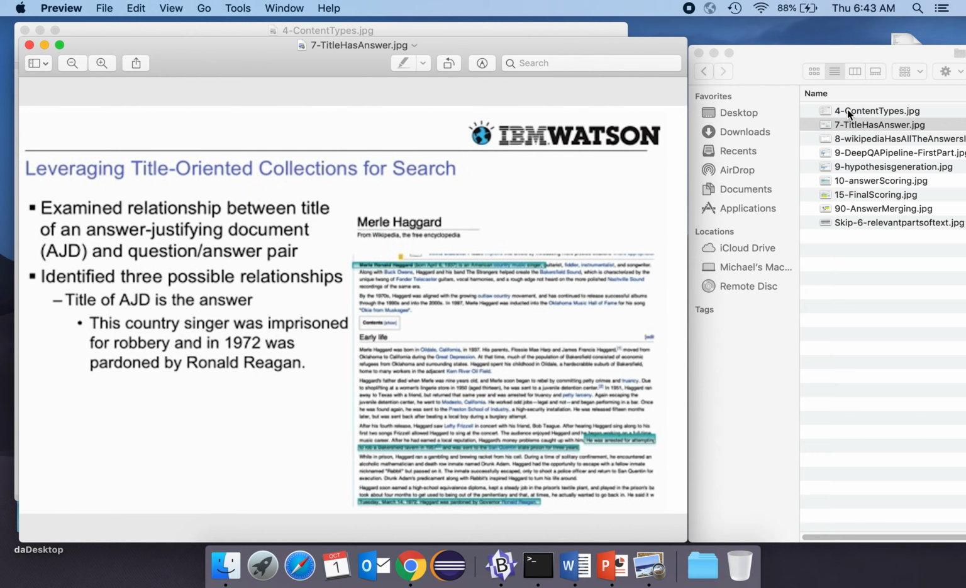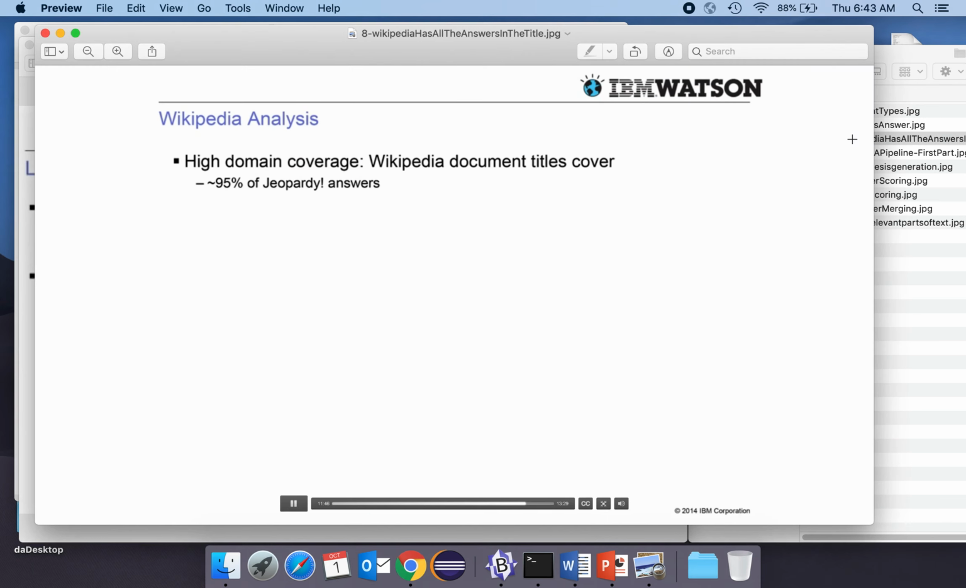But it gets better than that. Again, an example of just how smart these people are. They were able to determine that about 95% of Jeopardy answers occur in Wikipedia document titles. So, challenge for you: write a Jeopardy player just based on the titles of Wikipedia entries. So, I guess you could do that.